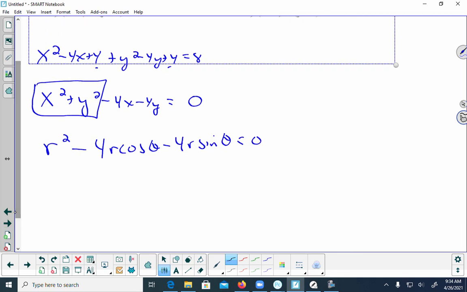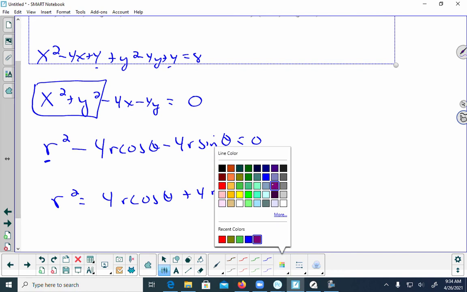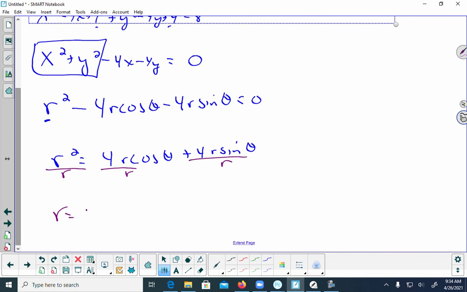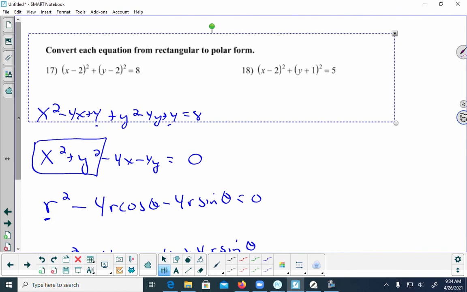I am going to put this one r on its side by itself, so I'm going to add the 4r cosine theta to both sides and add the 4r sine theta to both sides. At this point, or you could have done it earlier, doesn't really matter, I'm going to divide everything by r, because that's what I have in common from all three terms. I'm going to have r is equal to 4 cosine theta plus 4 sine theta. And again, I've gotten rid of the x's and y's, replaced them with r's and thetas, so that is good to go. The next one is pretty much the same thing.